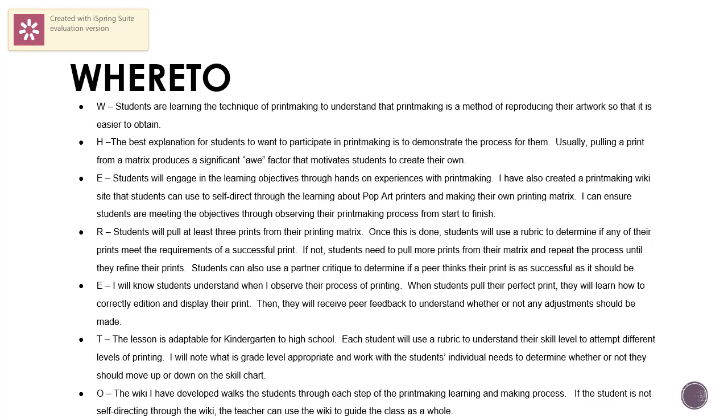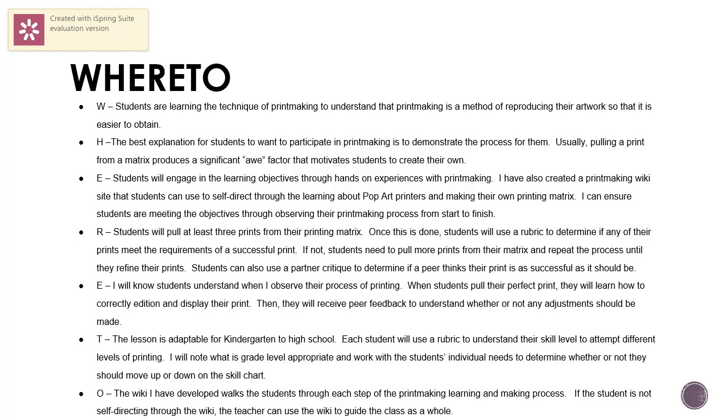I have also created a printmaking wiki site that students can use to self-direct through the learning about pop art printers and making their own printing matrix. I can ensure students are meeting the objectives through observing their printmaking process from start to finish. Students will pull at least 3 prints from their printmaking matrix.